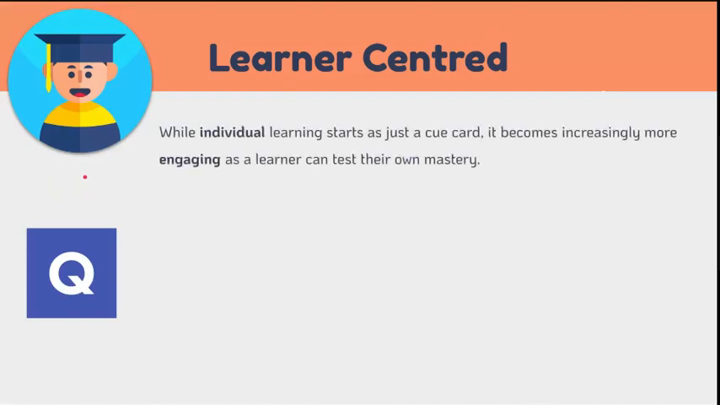So how the learner-centered approach works here: while individual learning starts as just a cue card, it becomes increasingly more engaging as the learner can test their own mastery. Now, that's what we're going to dive into in a minute. When you start off with this as a learning tool, it starts off as a cue card. In other words, there's a definition, you click on it, flip over the term, you click on it, it flips over, it gives you a definition. But it becomes increasingly more engaging and increasingly more challenging the more you move through these cue cards.